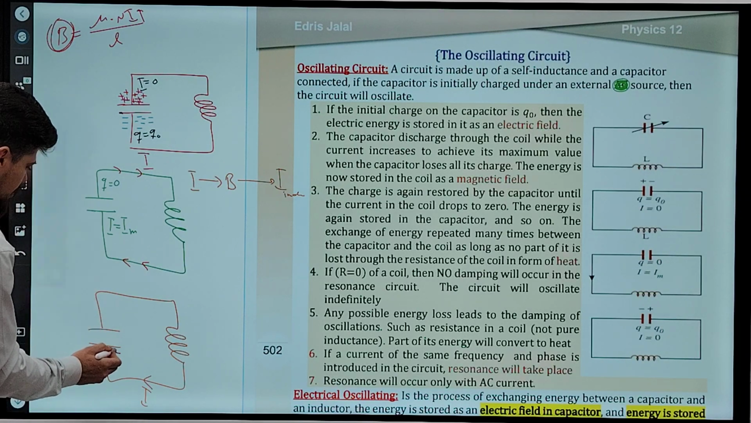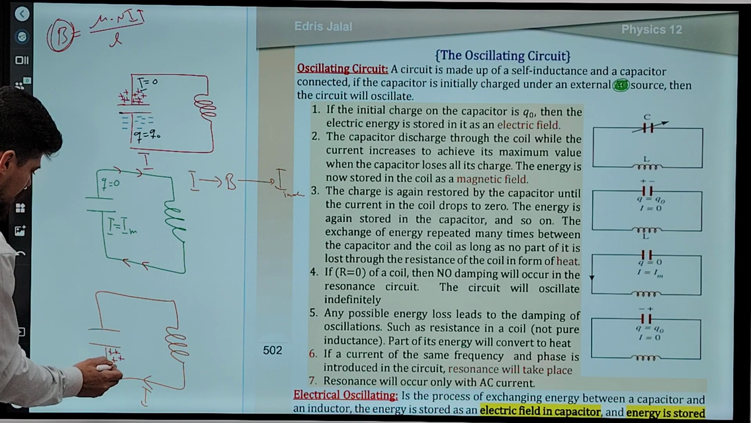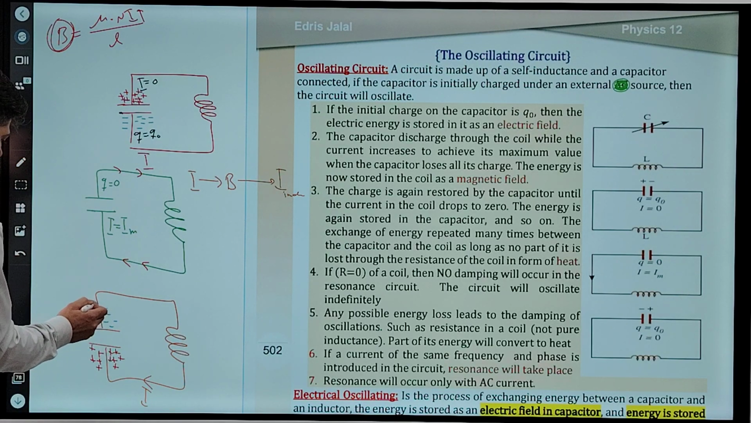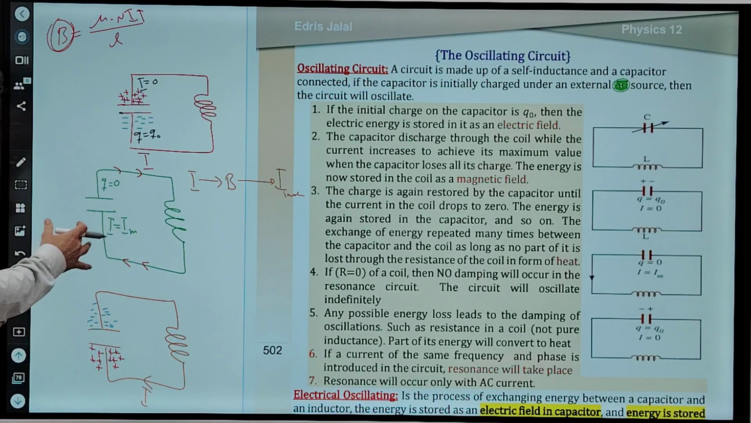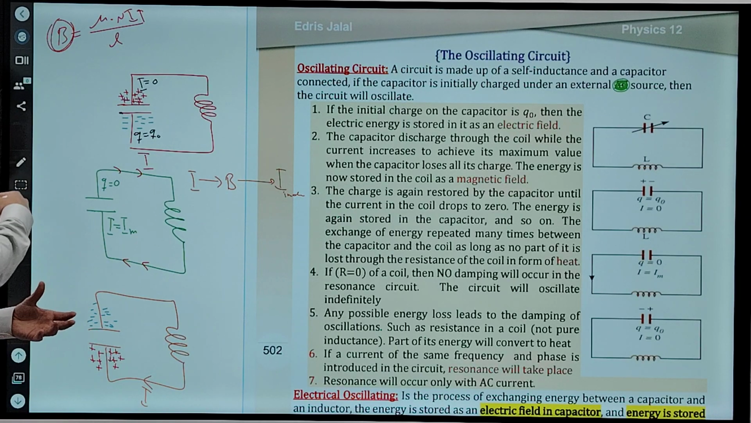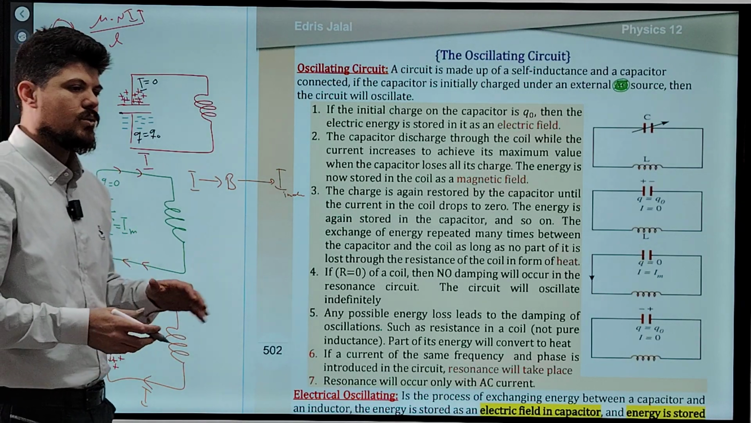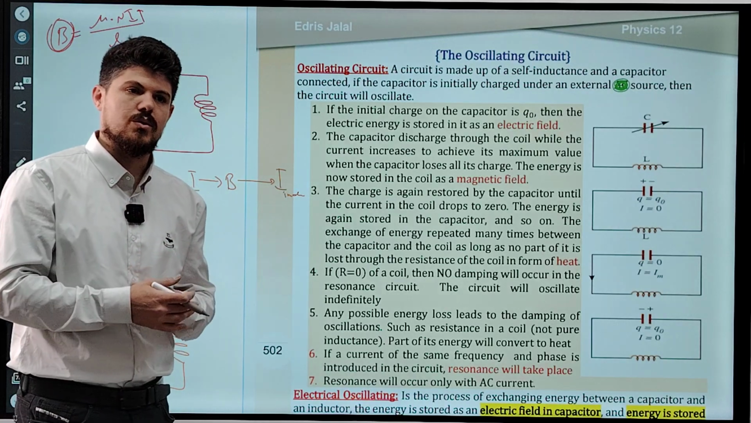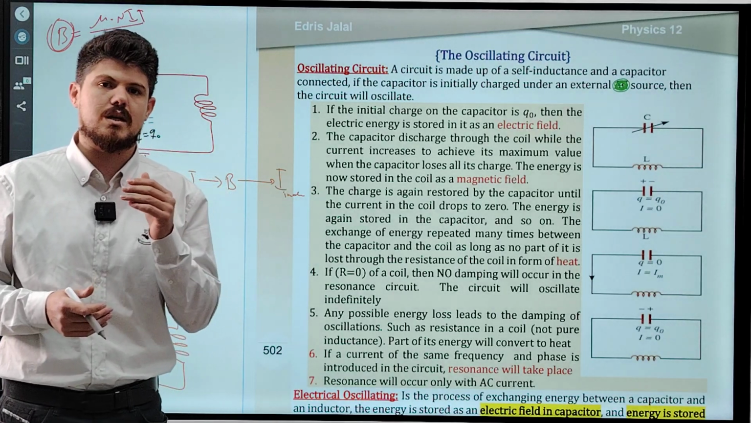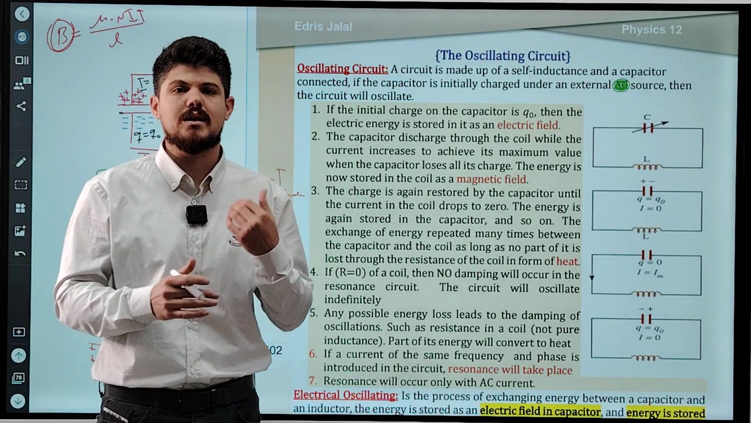So this current passes through the capacitance. The positive charge now accumulates here, and the negative charge will accumulate here. Again, the capacitor becomes charged. After that, this charged capacitor will be discharged and the current flows into the inductance. So this process will continue. This process is called the electric oscillation. What is the electric oscillation? It is the exchange between the electric field and the magnetic field.